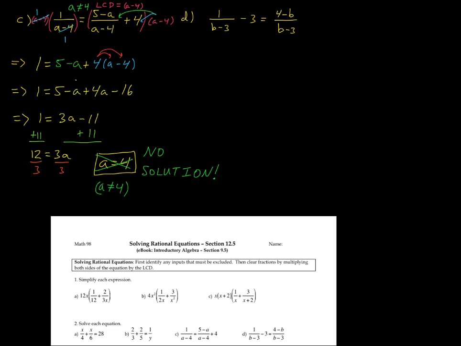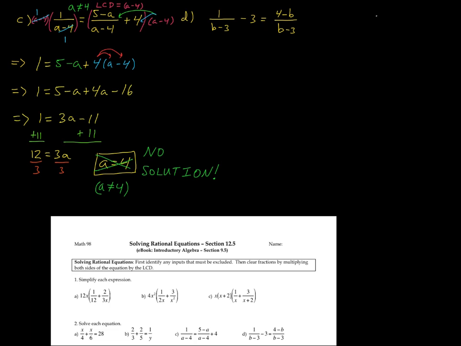Okay? Because the only candidate for a solution would have been 4, but by that restriction from the very beginning, we know that that will not actually serve as a solution. So yeah, there's just no values of the variable a that will actually make this equation true, is what we're saying. All right, and then let's look at D.